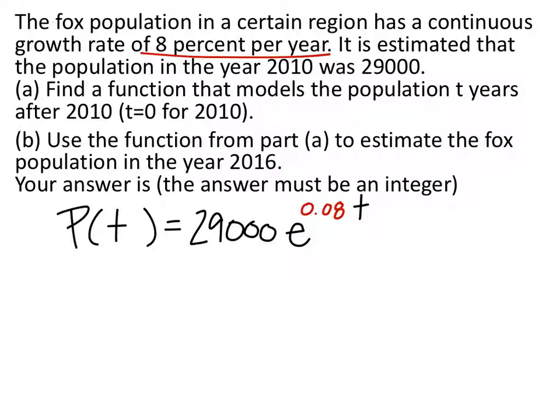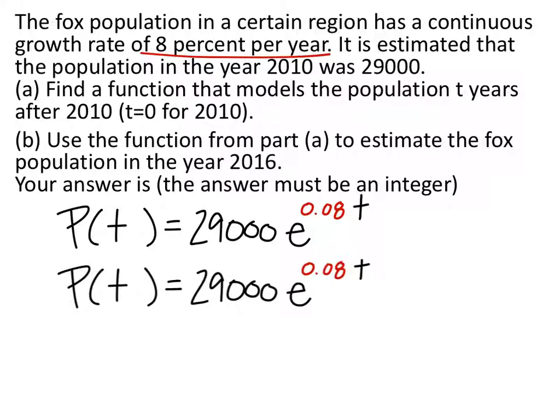Then part B, use the function from part A to estimate the fox population in the year 2016. The answer must be an integer. Okay, we'll just make it some whole value on this one. So there's my formula, but I'm going to replace my t values with, it's not 2016, right? Because it said t was 0 in 2010. So 2016 would be 6 years after that. So I'm going to replace my t's with 6's.